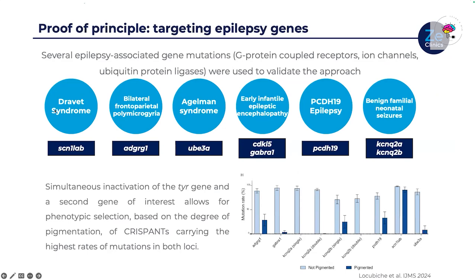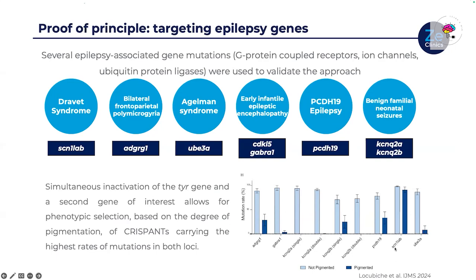And so we basically chose a set of genes involved in childhood epilepsy, and then we targeted all of them with this reporter gene approach, the tyrosinase gene approach, assuming that the simultaneous inactivation of the tyrosinase gene and the second gene of interest would allow for phenotypic selection, which is based on the degree of pigmentation. So here we have the mutation rate of the non-pigmented and pigmented animals, and what we could see is that in almost all of the cases, the unpigmented animal, the tyrosinase knockout, actually carried the highest mutation rate in the second gene, which was our gene of interest.